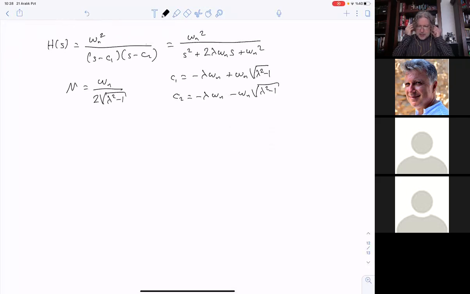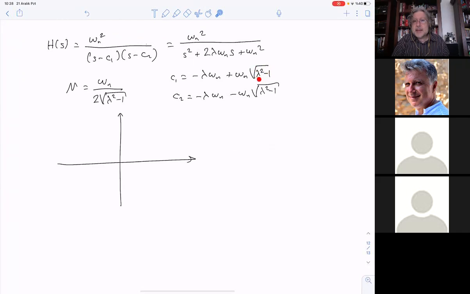And the position of the poles for these second order systems will also be important in your second semester control systems courses. Suppose that lambda is greater than 1. If lambda is greater than 1, all right, lambda square minus 1 here and here will be positive, and the square root of that positive number will be a real positive number.